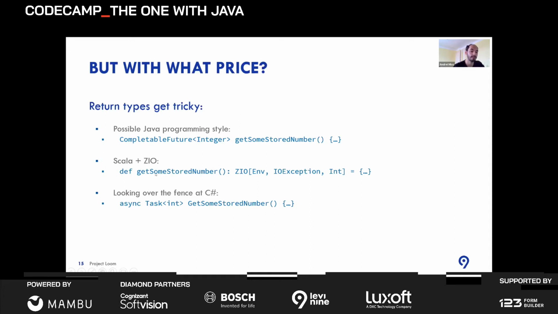Then they looked at other places. In Scala, if you use ZIO or cats, you'll have to wrap your results as well. Even more things to specify in ZIO, but that's due to the way it's thought of and its functional programming style. Then they looked over the fence at C# and they saw that when you have an async function, of course, you need to have the result wrapped in a task. The same problem they ran into.